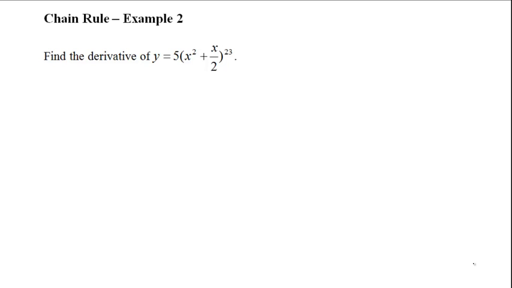This is another example of how to use chain rule. So the question here is find the derivative of y equals 5 times (x squared plus x over 2) to the power of 23. Since we see a function within a function, we're going to have to use chain rule.